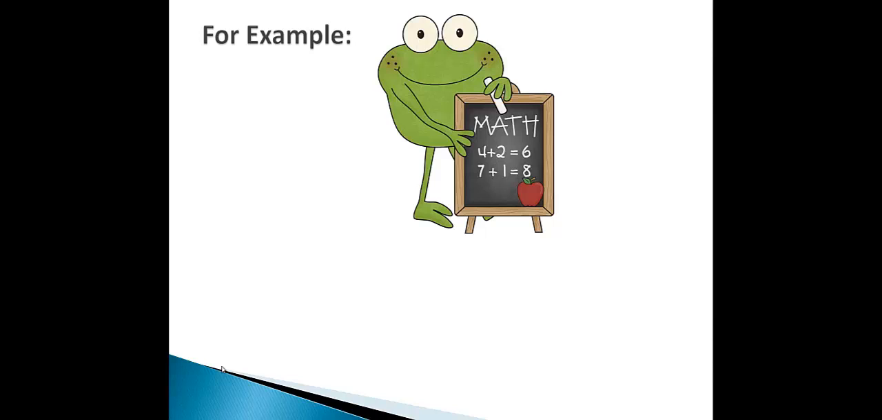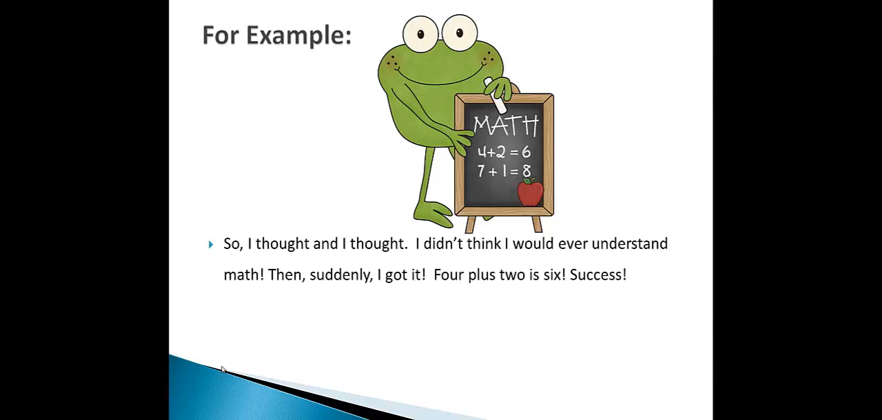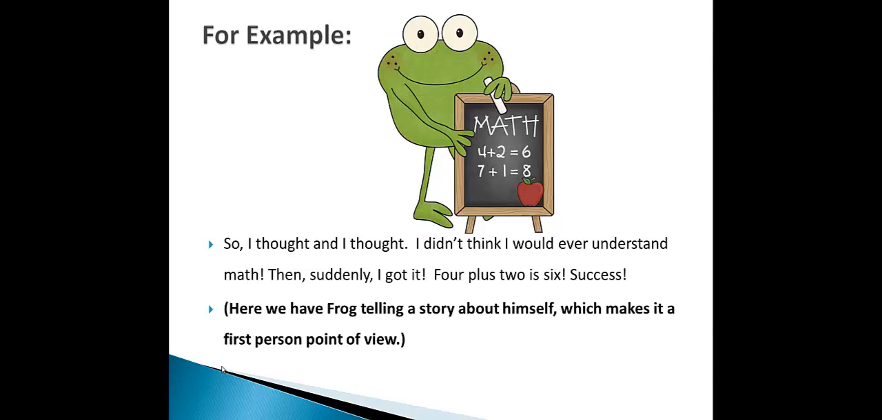Consider Frog. So I thought and I thought. I didn't think I would ever understand math. Then suddenly I got it. 4 + 2 is 6. Success! Here we have Frog telling a story about himself, which makes it a first-person point of view. We can see the use of the word I, which indicates the first person.